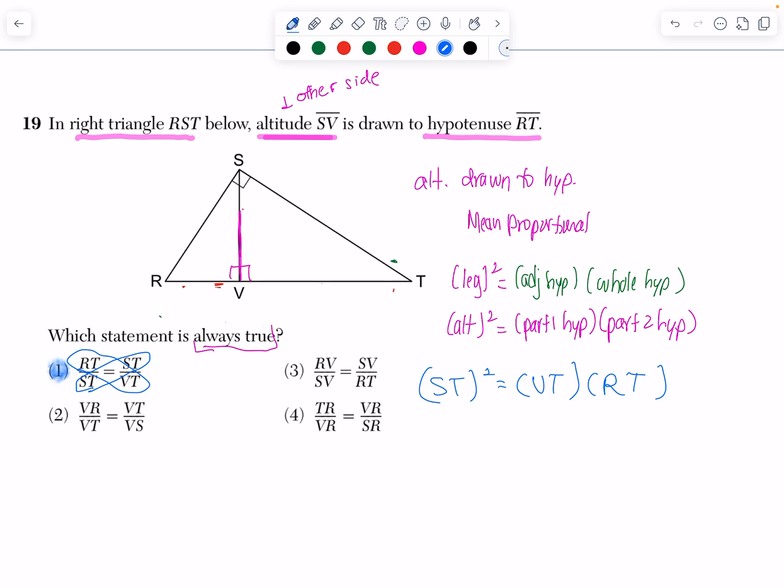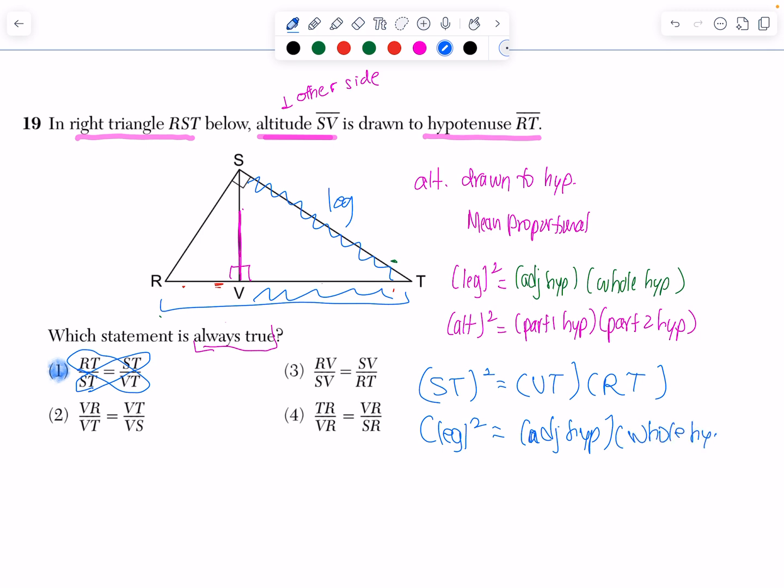So let's look here. What is ST called? ST is a leg, so leg squared. VT is the adjacent part of the hypotenuse, and RT is the whole hypotenuse. And so therefore, it is choice 1.